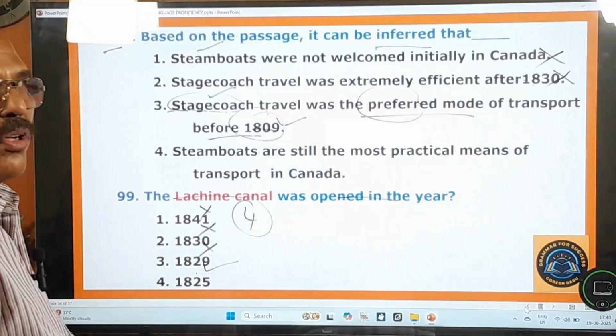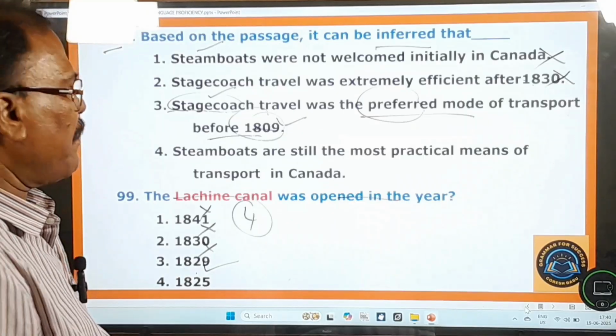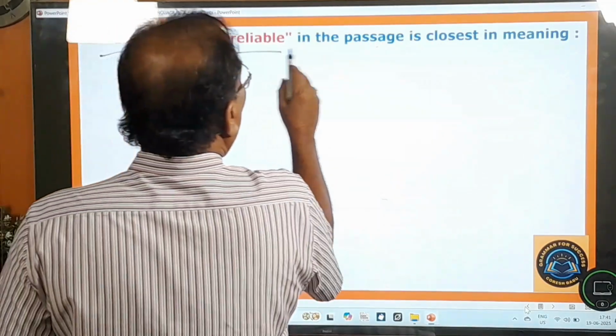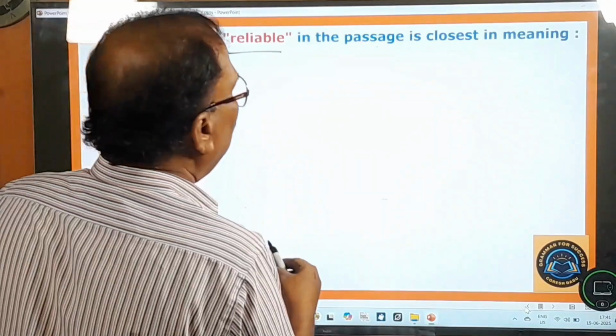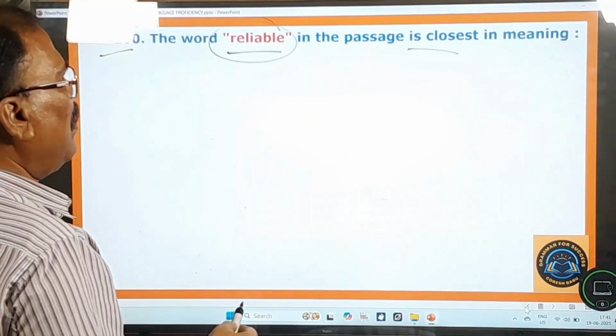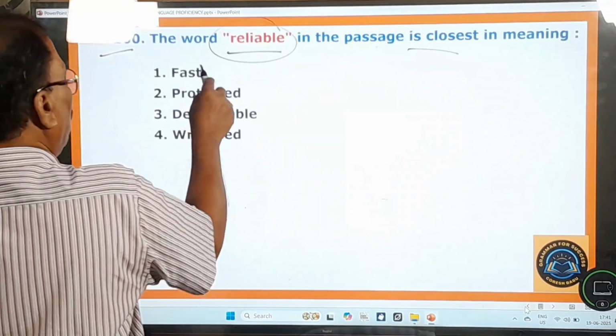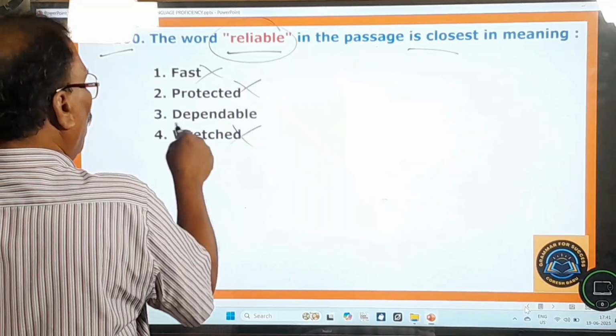Now you move on to answer the last question of this question paper. 100th question. The word reliable in the passage is closest in meaning to what? Reliable means everybody knows this word. Reliable means dependable, trustworthy. Fast, no. Protected, no. Wretched, no. But dependable.